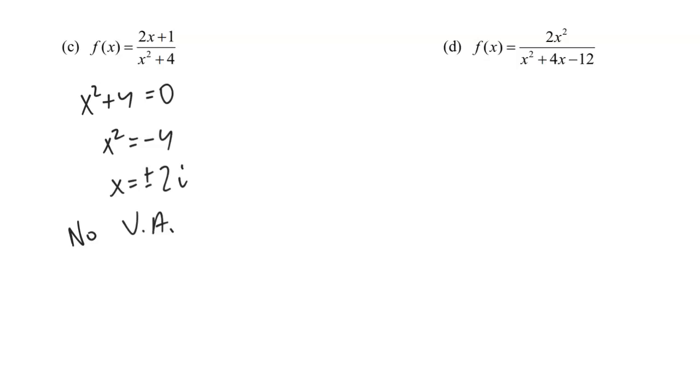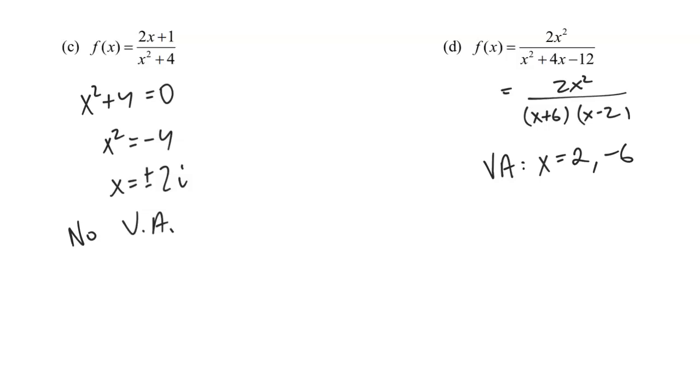Okay, letter D. Notice that the denominator can be factored since it's a trinomial. I need factors of -12 that will add to +4. And since the lead coefficient is 1, I can shortcut the factoring here. And so this is going to be x plus 6 and x minus 2, I believe. And nothing there is going to cancel out. And so both of the factors in the denominator are going to give me vertical asymptotes at x equals +2 and -6.